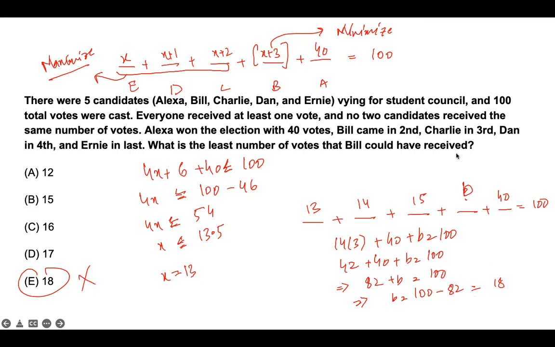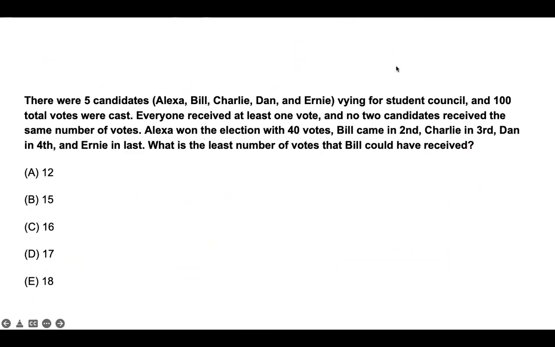How is that possible? If we increase this one time, for example if this becomes 16, then instead of 18, this will become 17. If you add all of these, they will sum to 100. So the minimum possible number of votes received by Bill is 17. Okay, now let's move further. So the answer to this is 17.